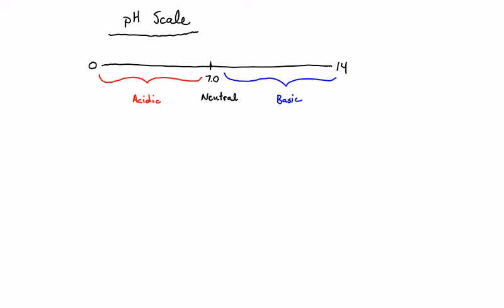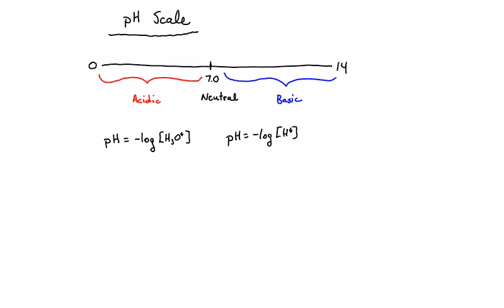Now, how do these numbers relate to the concentrations of hydronium and hydroxide? Well, we can calculate the pH of a solution by taking the negative log of the concentration of hydronium in solution. Incidentally, you might also see it written as pH being equal to the negative log of the concentration of H plus in solution, and they mean the same thing. So they can both be utilized equally.